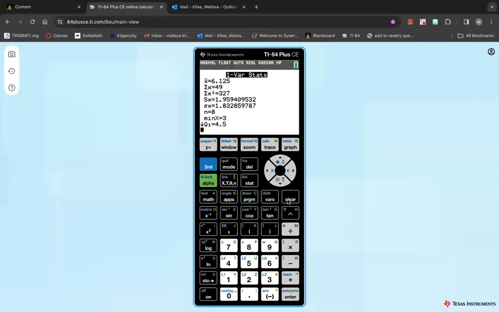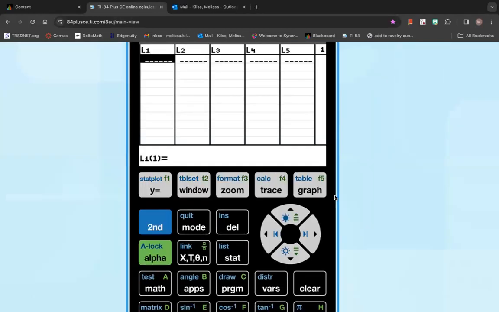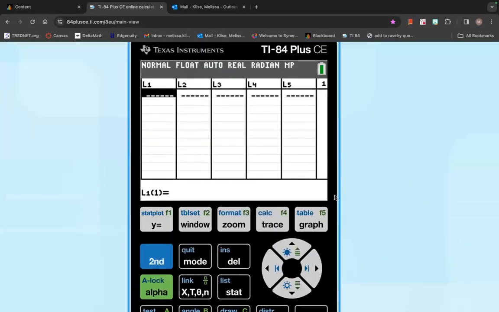So I'm going to clear this out and hit Stat, Edit. And I want to clear this. So arrow up until your L1 is highlighted, hit clear and then enter, and it all goes away. Remember, do not ever hit delete, hit clear and enter. So I'm going to enter in my values. I just put in all of the X's and then go back and put in all the Y's. Be very careful not to make typos. I am typo queen over here.